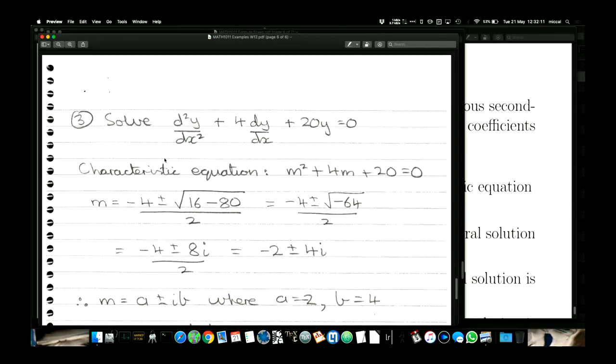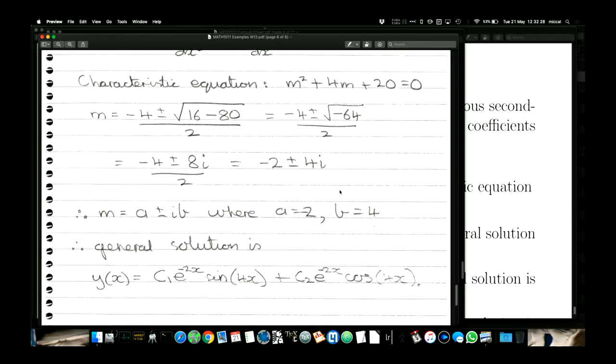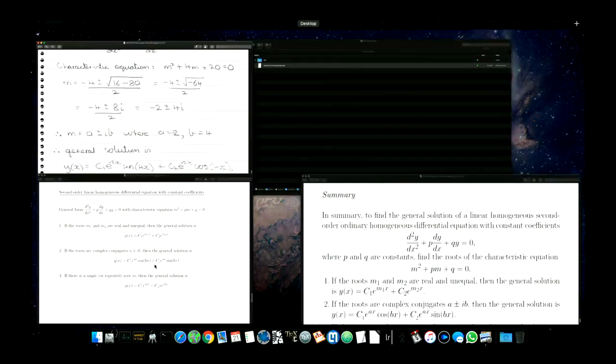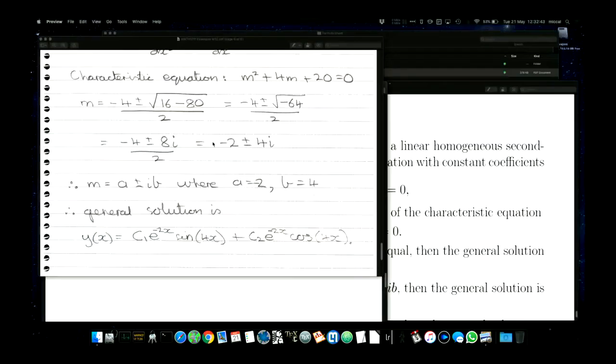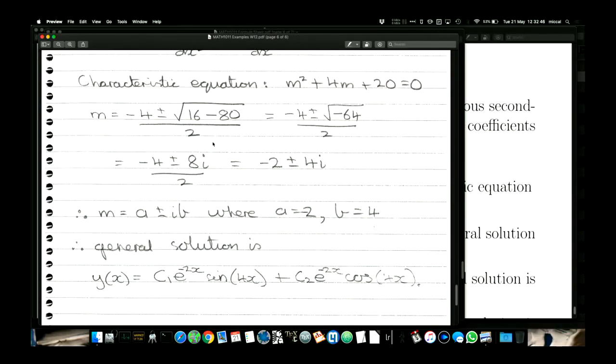m squared plus 4m plus 20. Remember how we solve quadratics? You go through a process. First off, can I think of two things that multiply to give 20 and add to give 4? No. Doesn't mean there aren't two numbers, it just means you can't think of them. So quadratic formula, and it turns out they're complex. Real part -2, imaginary part 4. Look at the formula sheet. We've got -2 plus or minus 4i, replace a with -2, b is 4, done. That's all you've got to do.